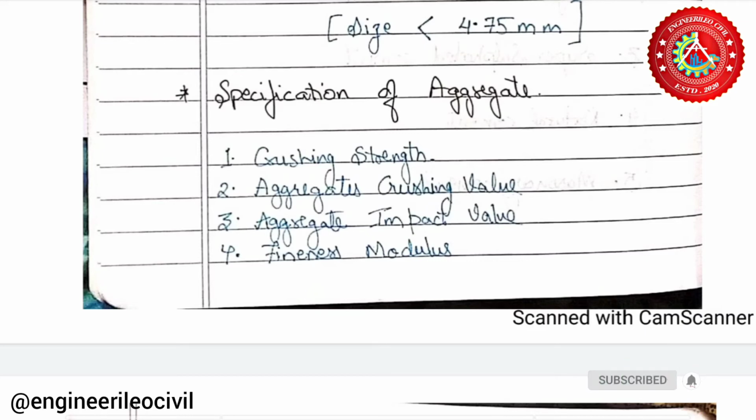The third is the aggregate impact value. It lies between 30 to 45 for good quality concrete. A higher aggregate impact value indicates the presence of weak aggregates.